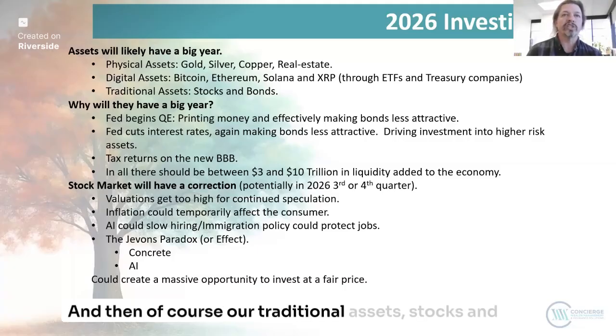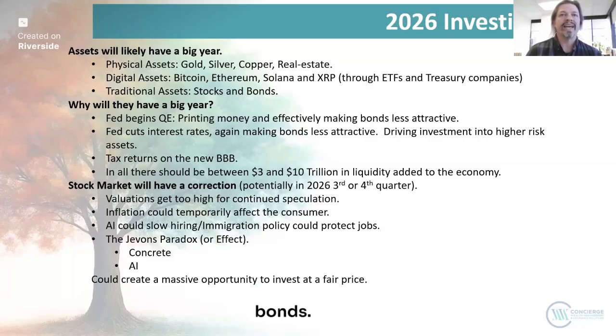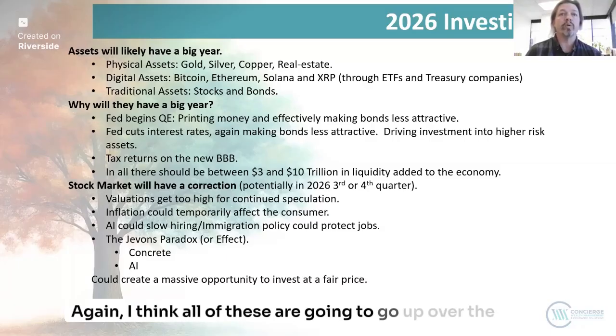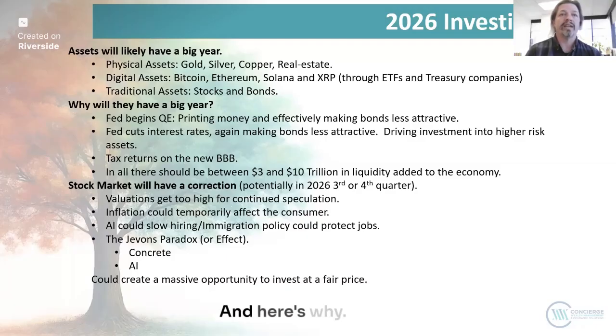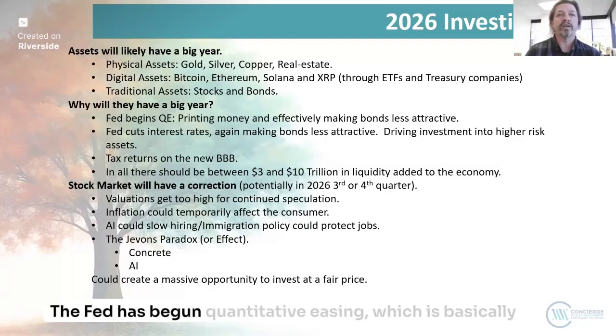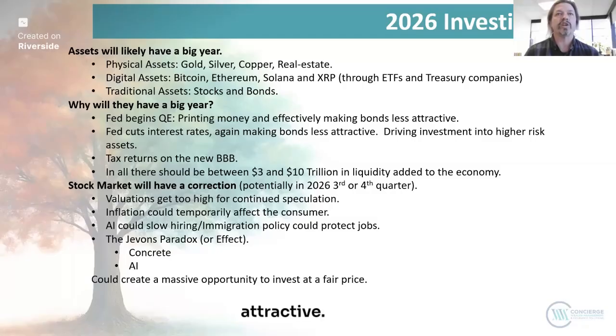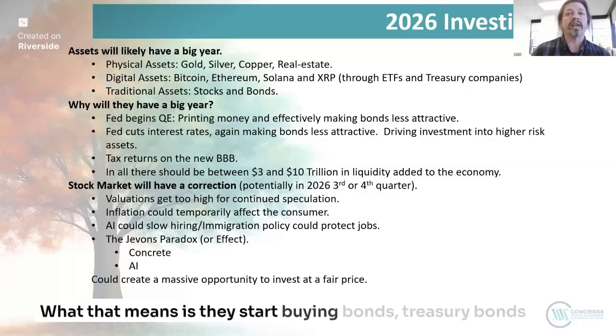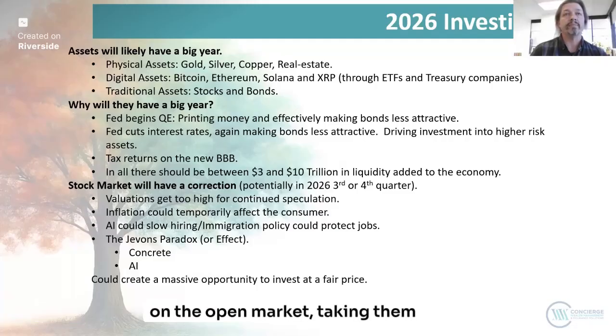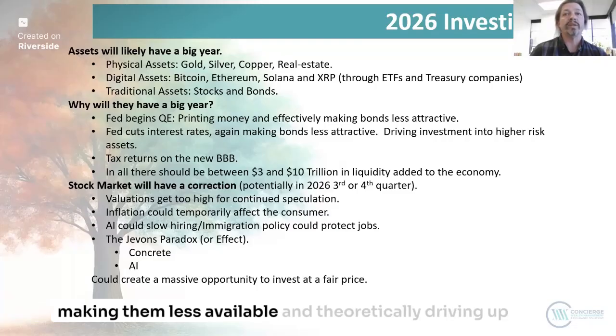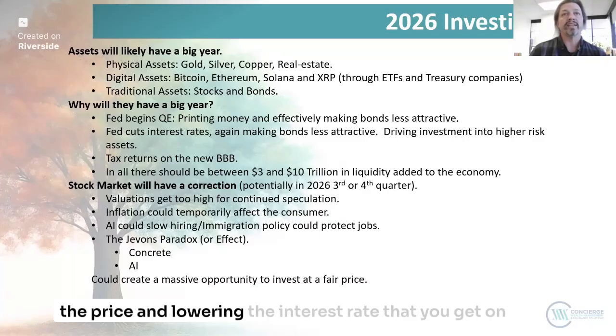And then, of course, our traditional assets, stocks and bonds. Again, I think all of these are going to go up over the next year. And here's why. The Fed has begun quantitative easing, which is basically printing money and effectively making bonds less attractive. What that means is they start buying treasury bonds on the open market, making them less available, and theoretically driving up the price and lowering the interest rate that you get on them.